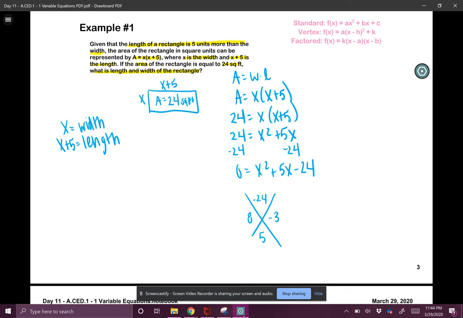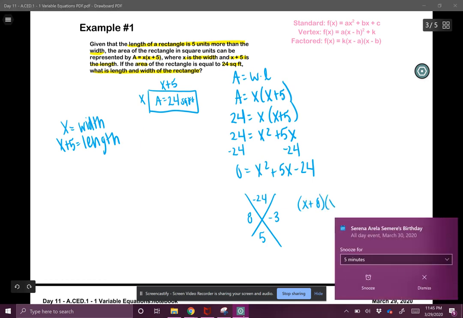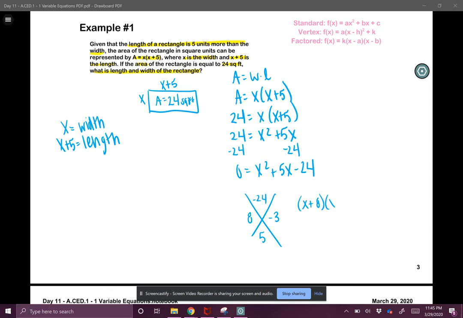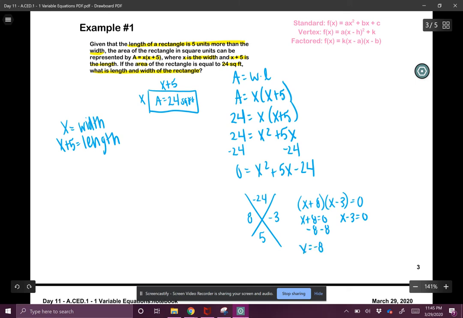Now, since our a value is 1, we can just write our equation in factored form right away. There you go. x plus 8 and x minus 3 is equal to 0. And since we're trying to find the solutions, let's set each binomial equal to 0. So here we would subtract 8 on both sides. We'd get x equals negative 8. And here we'd add 3 on both sides, and we get x equals 3.